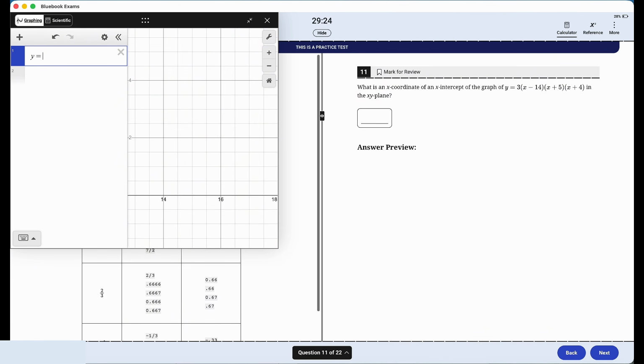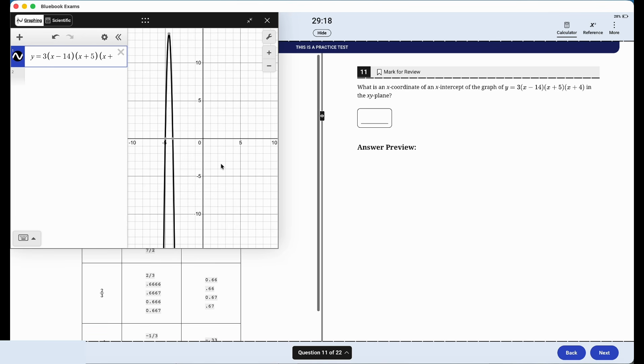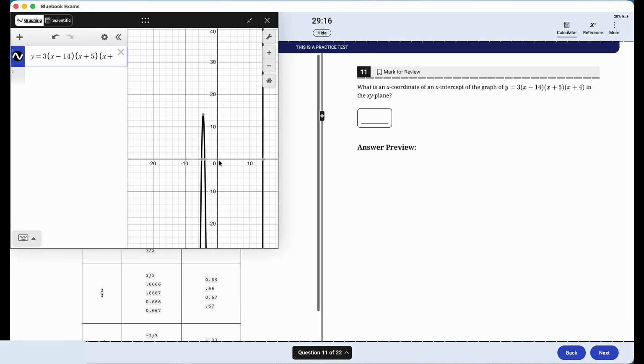Next up, what's the x-coordinate of an x-intercept? If they give you an equation and ask you for the intercepts, that's pretty simple. Just throw that into Desmos and you can click on those. Zoom out, here's all my x-intercepts. There's 3 of them. You could answer with any of these 3 answers. It doesn't matter in this case. Sometimes they might specify what's the largest, the smallest, a positive, a negative. Here it doesn't matter, so I'll just go with 14.